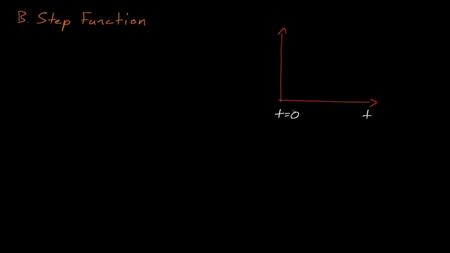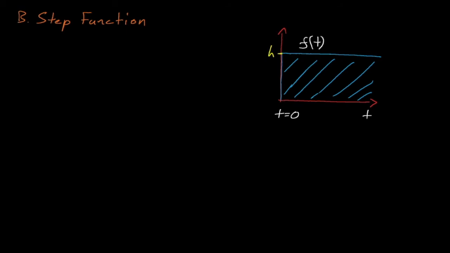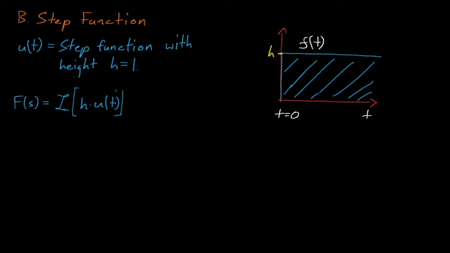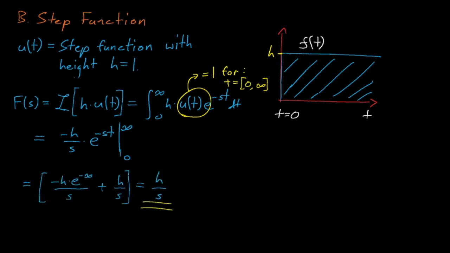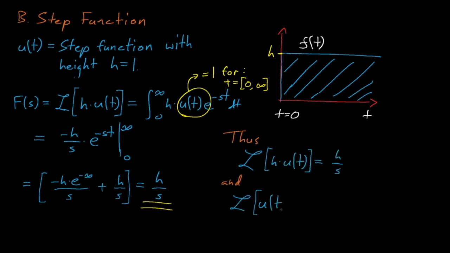Next, we'll look at a step function, u of t, which is simply a function that assumes a constant value, h, after time t equals 0. When we integrate this function from time 0 to infinity, we see that f of t is equal to the constant h throughout the entire duration of the integral. So from here, the integration is fairly simple. We see that the Laplace transform assumes a value of h over s, which is equal to 1 over s for a unit step function with height equals 1.